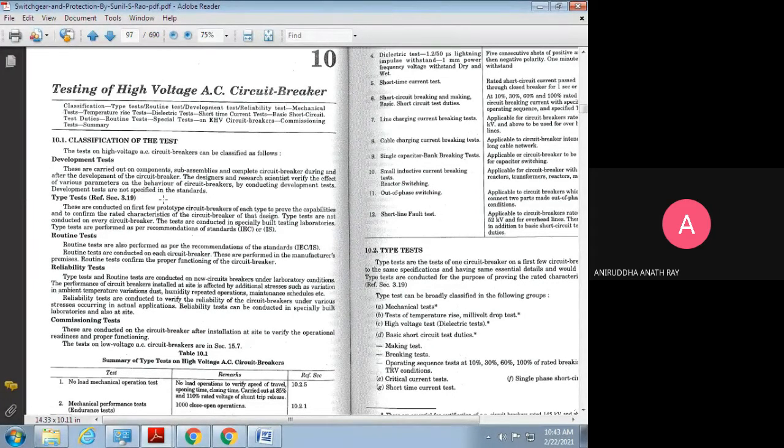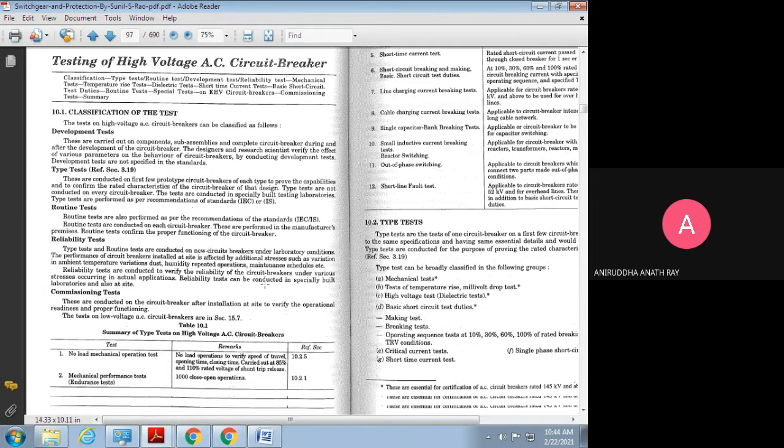So basically, what's the main purpose of reliability test? The reliability tests are conducted to verify the reliability of the circuit breaker. Reliability means trustworthiness of the circuit breaker under various stresses occurring in actual applications. Last one is commissioning test. The commissioning tests are conducted on the circuit breaker after installation at the site to verify the operation readiness and the proper functioning. So these are the different types of tests which are conducted on a circuit breaker.